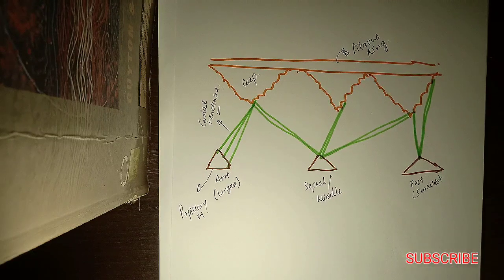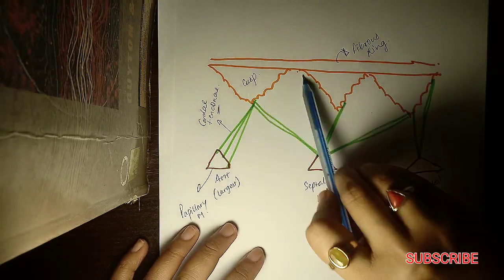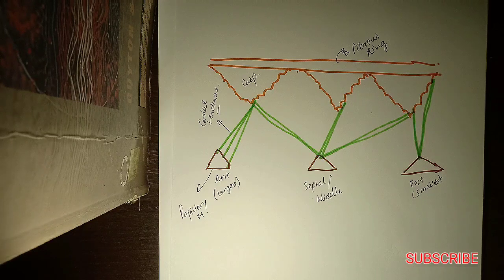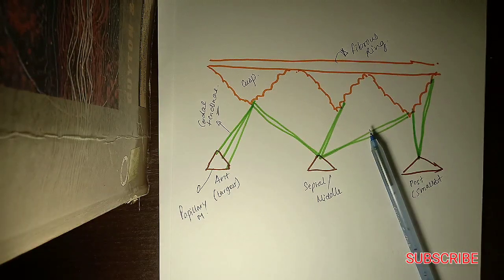Which valve consists of three cusps, right? In the bicuspid there will be two cusps. Which valve is located in which area and where? So this is all about the right ventricle.